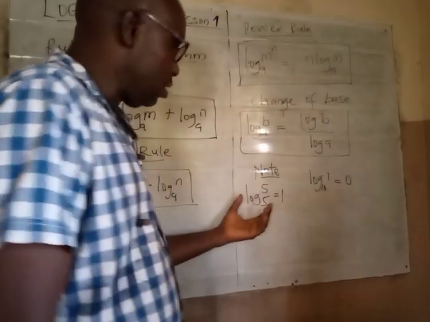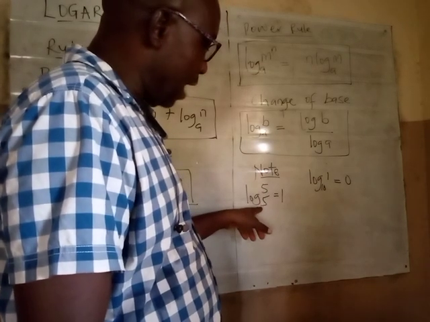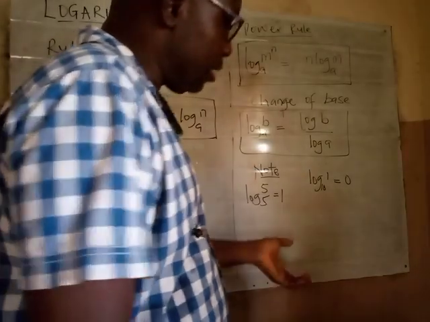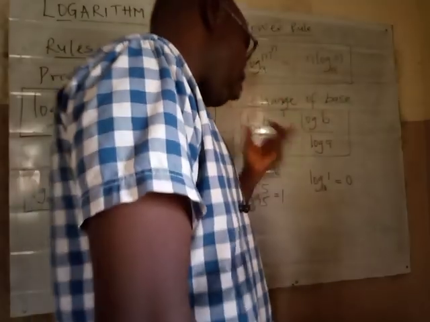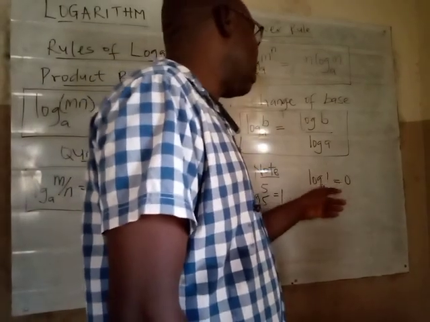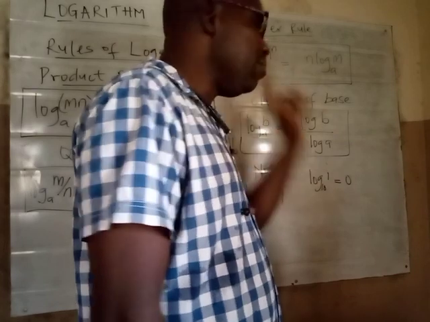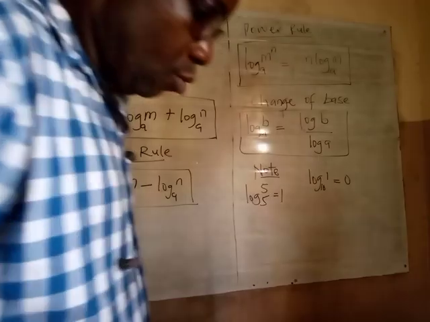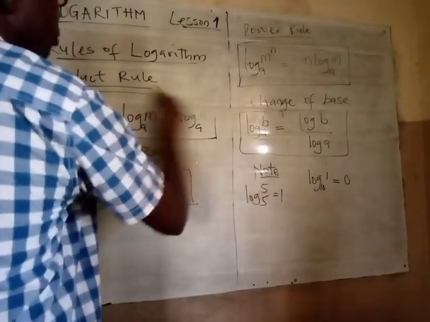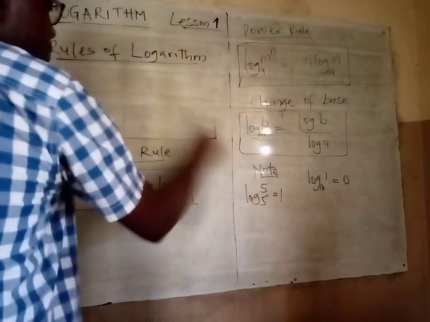Note that whenever you have a log to its base, log 5 base 5 is equal to 1. Log 10 base 10 equals 1. Log 20 base 20 equals 1. Any log to its base is equal to 1. But log 1 to base 10 is equal to 0. Any log 1 to any base is equal to 0. We are going to take some examples to portray some of these laws.